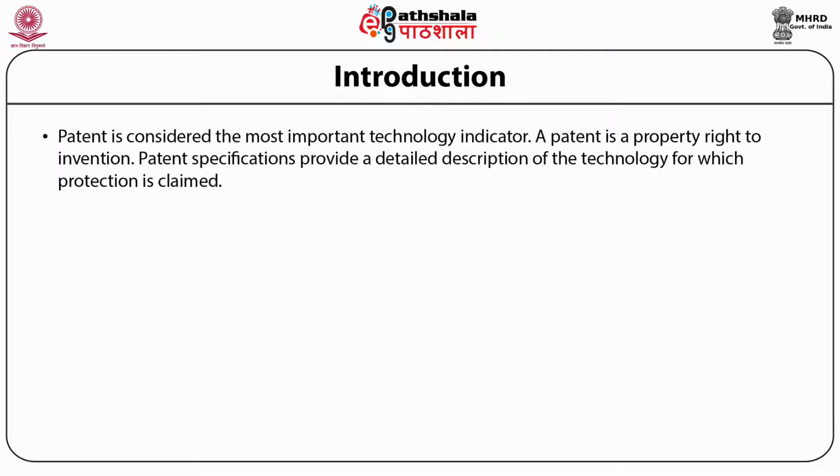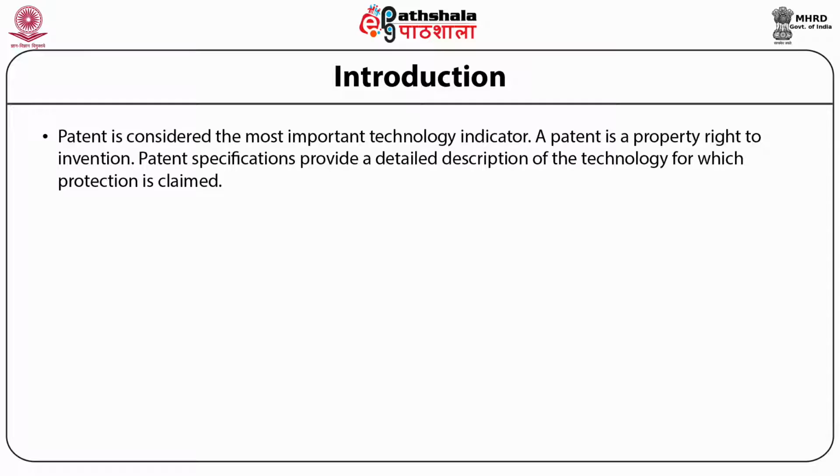Patent is considered the most important technological indicator. It is generally the first choice of any inventor to protect her invention by filing a patent. A patent is a property right to invention. It is, friends, a legal document that gives the holder rights to his invention. These rights have national jurisdiction in which the patent is filed. Rights are applicable for 20 years from the date a patent is filed.